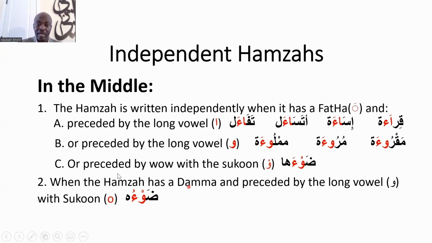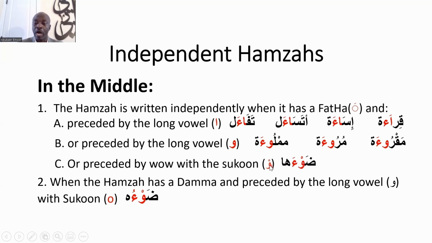Let's see number C. When the Hamza has the fatha, that's still the case, and is preceded by waw with the sukoon. When any letter, say the long vowel waw, alif, or ya, has the sukoon, it behaves like a consonant, not a long vowel anymore. So this one I won't call a long vowel, but a waw with the sukoon. The Hamza also sits alone when it is preceded by waw with the sukoon.